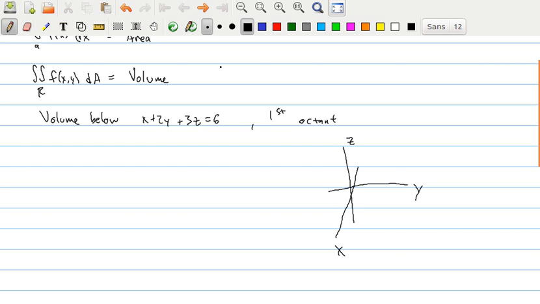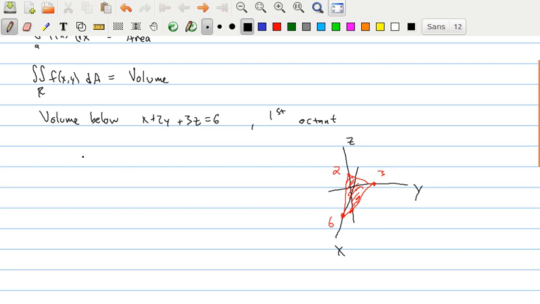Now this is a plane whose intercepts, well, if we set y and z equal to 0, we get x equals 6. So it crosses out here at 6. If we set x and z equal to 0, we get y is 3. So we know that our plane passes through those 2 points. And if we set x and y equal to 0, we get z is 2. So that gives us this triangular region up here, and we're looking for everything under that plane in the first octant, where x, y, and z are all positive.